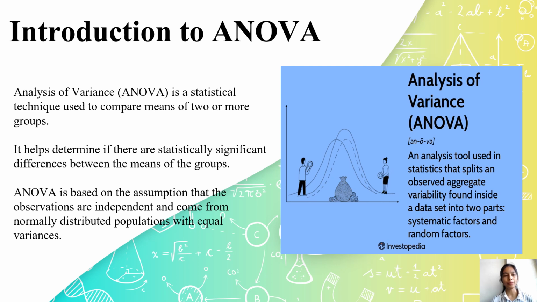Introduction to ANOVA. Analysis of variance is a statistical technique used to compare means of two or more groups. It helps determine if there are statistically significant differences between the means of the groups. ANOVA is based on the assumption that the observations are independent and come from normally distributed populations with equal variance.